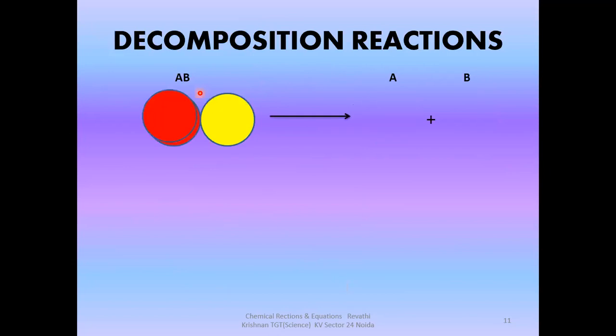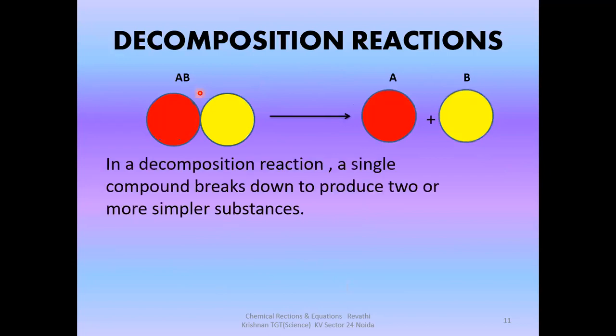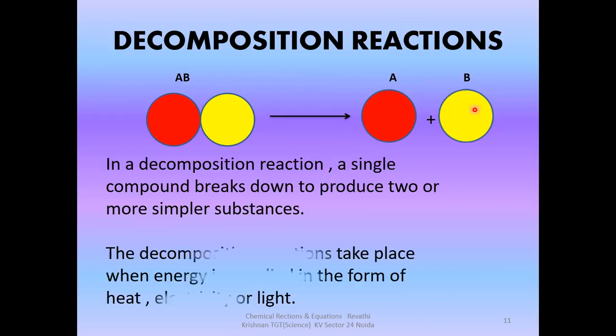Next, let's look at decomposition reactions. Decomposition reactions are the opposite of combination reactions. In decomposition reaction, one compound breaks down into 2 or more simpler substances. A substance AB decomposes or breaks down into 2 substances A and B. Remember, in decomposition reaction, you have just one reactant but 2 or more products. The decomposition reactions take place when energy is supplied in the form of heat, electricity, or light.